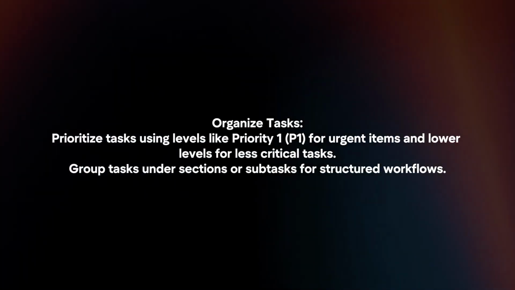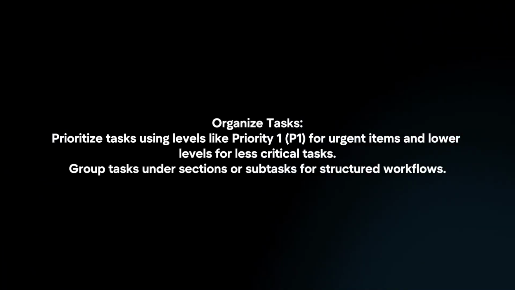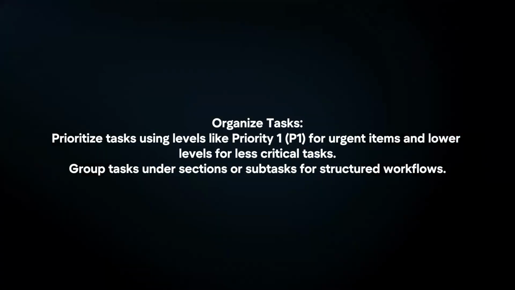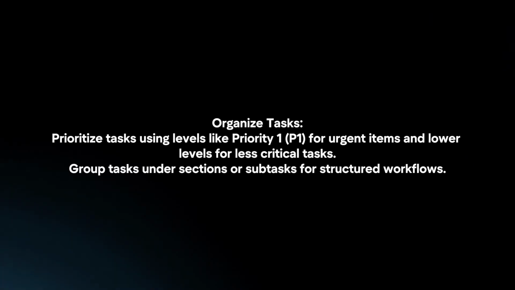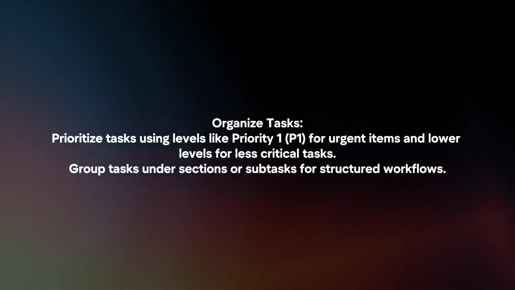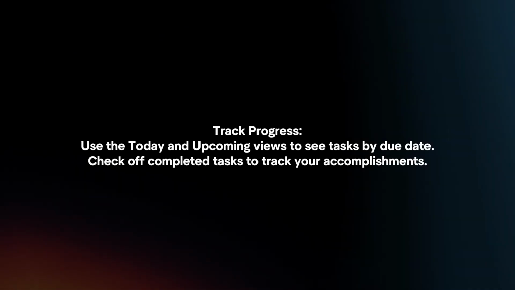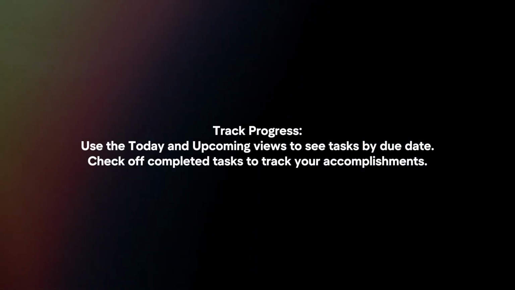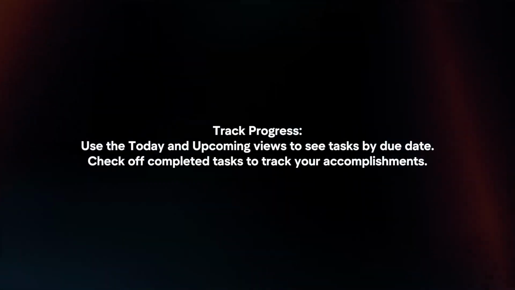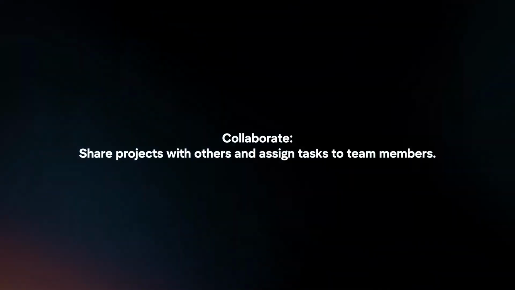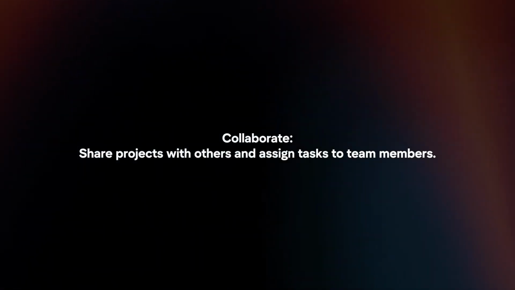Organize tasks. Prioritize tasks using levels like Priority 1 for urgent items and lower levels for less critical tasks. Group tasks under sections or subtasks for structured workflows. Track progress. Use the today and upcoming views to see tasks by due date. Check off completed tasks to track your accomplishments. Collaborate. Share projects with others and assign tasks to team members.